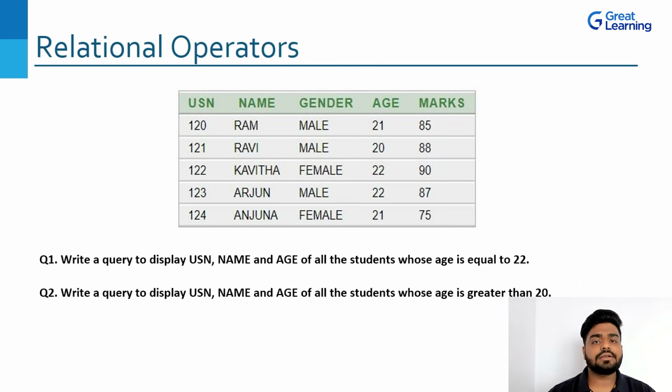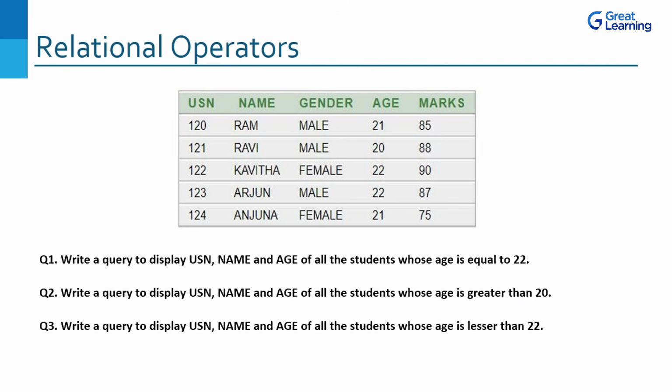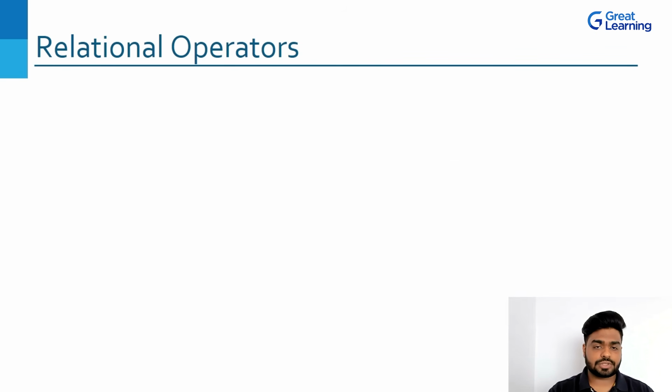Again, comparison, relation operator. The next question: write a query to display USN, name and age of all the students whose age is lesser than 22. These are some questions. You guys can do it. This is very easy. You have to just use the operator and that's it. You will get the result. So try to create, as I've already told, this particular table and try to solve these questions.